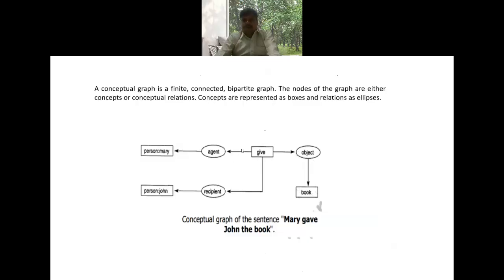So, give is a verb, action. Who is giving? Mary is giving, agent. And who is the recipient? John is the recipient. Okay, we can represent it like this. This is known as a conceptual graph. So in this, all the elements are finite, connected.